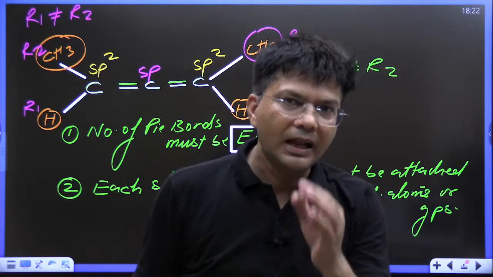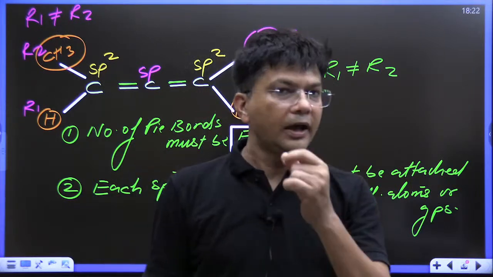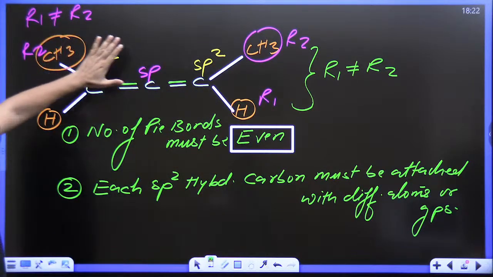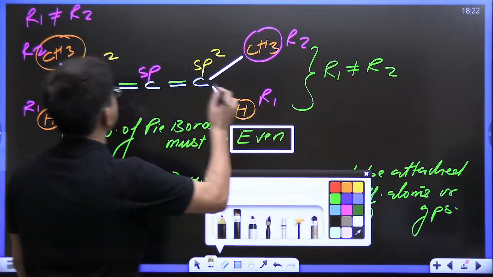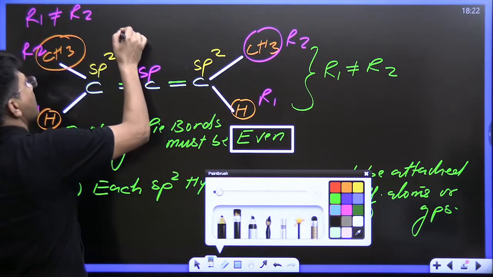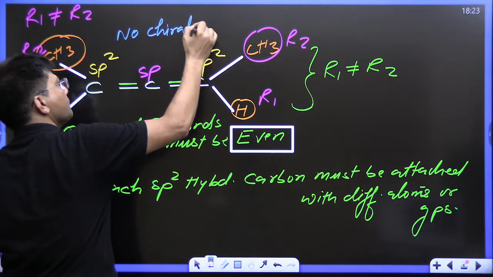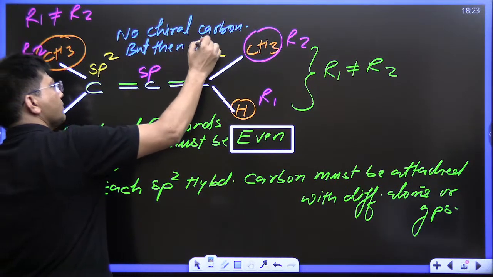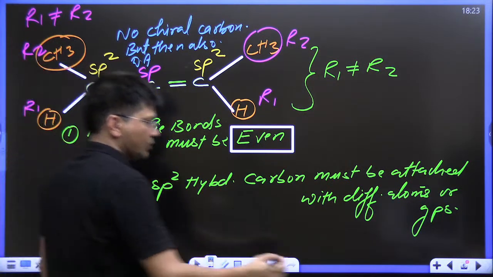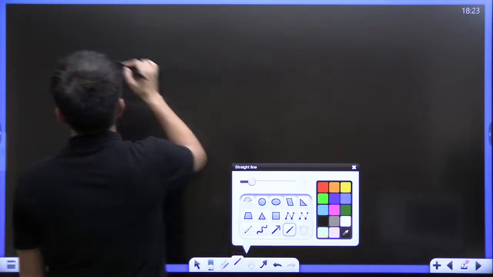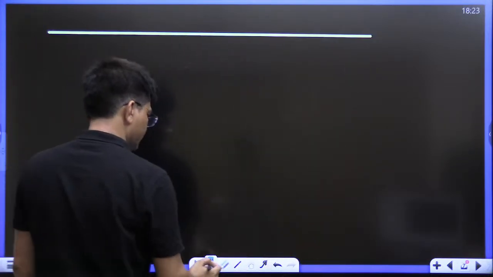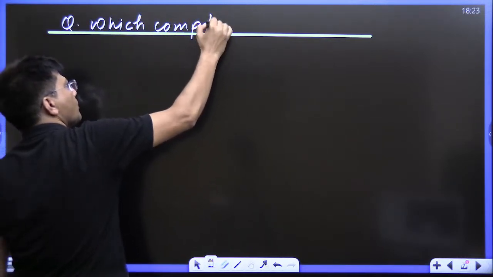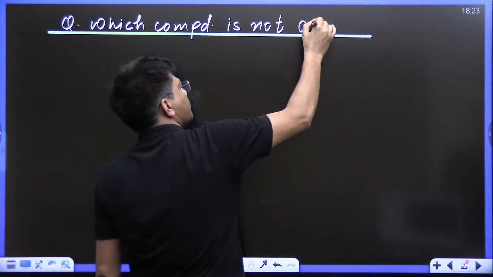Let me give you examples and let me show you the question. I will give you 4 compounds and do let me know which compound will not show optical isomerism, which compound is not optically active. You see, this compound is not having any chiral carbon, no chiral carbon, but still the compound is optically active. Now see, the question is, which compound is not optically active?